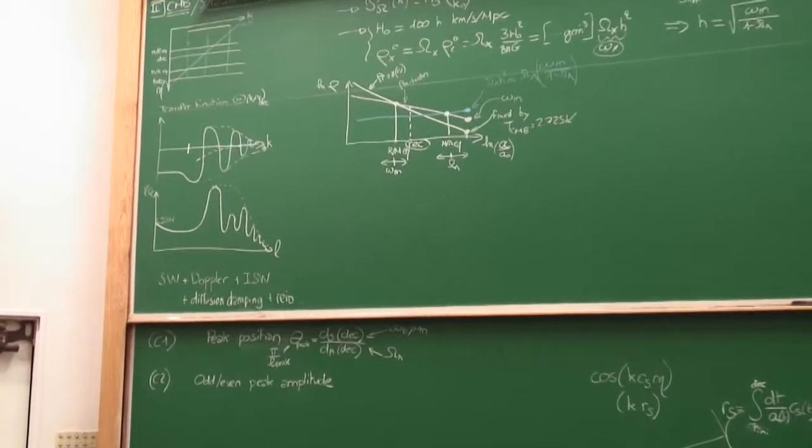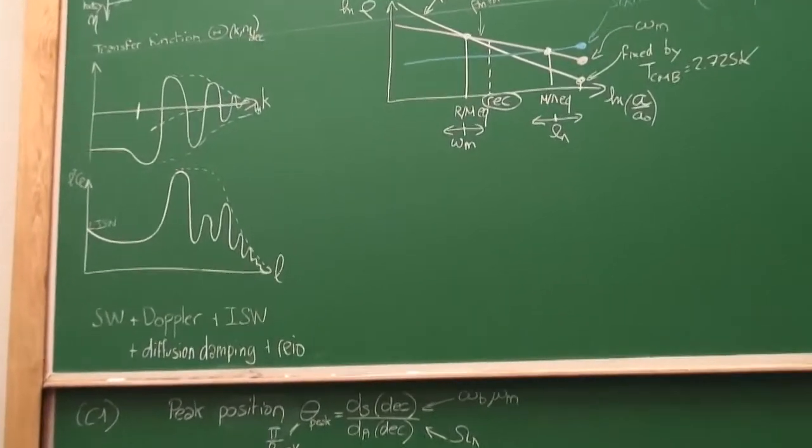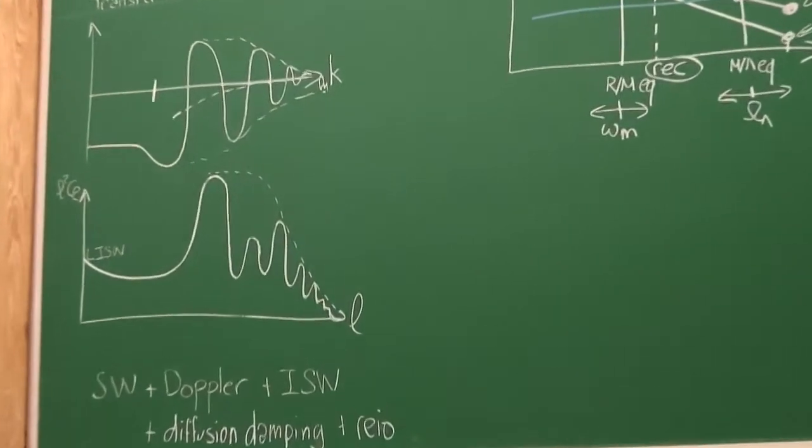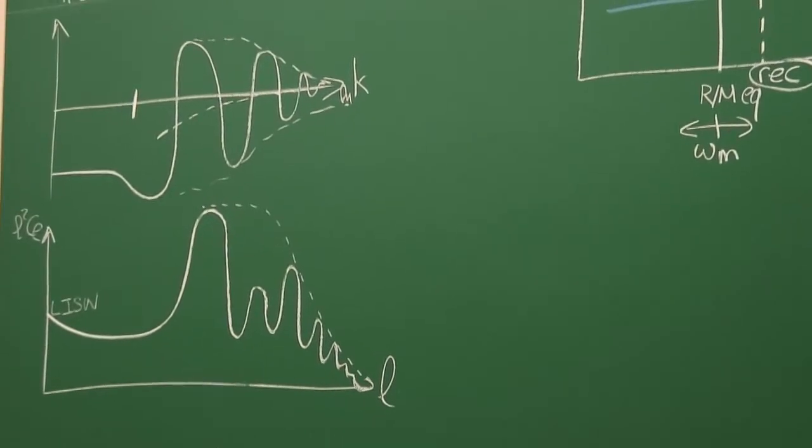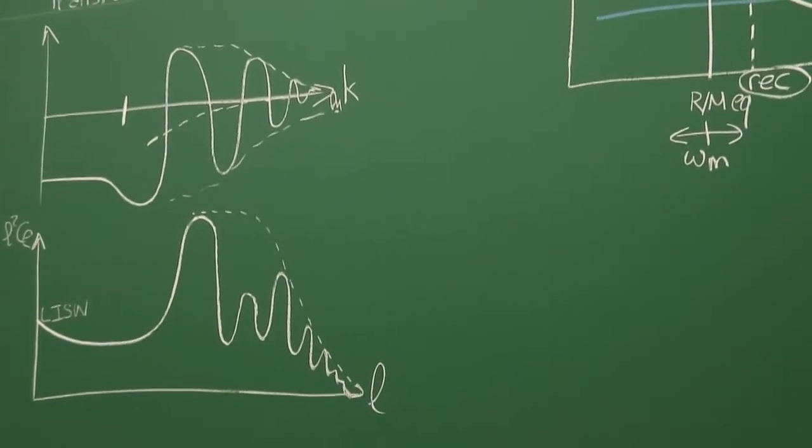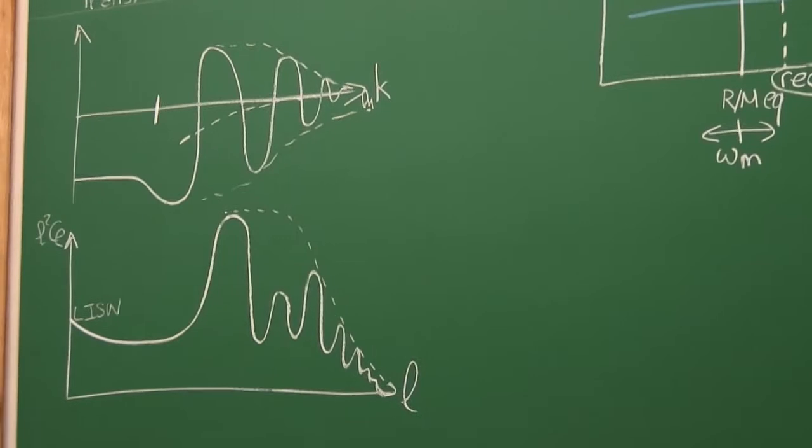curve, which is determined in our solution of yesterday by 1 plus R psi. What is important is the R. In the R, the baryon density is hidden. R is a ratio of baryon to CDM density.